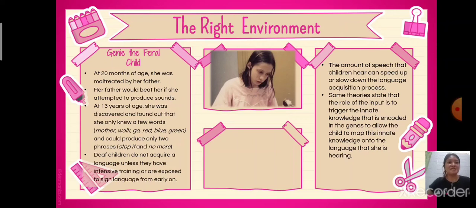Some theories state that the role of the input is to trigger the innate knowledge that is encoded in the genes, to allow the child to map this innate knowledge onto the language that she is hearing. So parents are the input, and what we are going to do is to trigger it. Acquiring a language is not just teaching them what the words are, for example, "bahay." Our role is to speak and communicate with them, so that they can discover for themselves the innate knowledge they have.